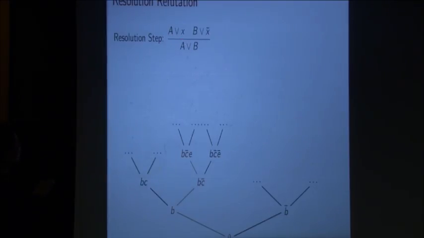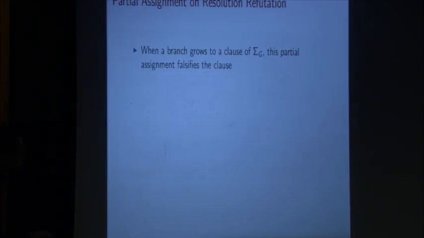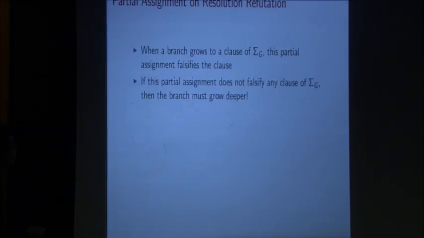It's a sound derivation rule that if you have an assignment that satisfies both of these clauses, then you will have an assignment satisfying these clauses. And anyway, we want an adversary that maintains a partial assignment that falsifies the clause. And if the partial assignment does not falsify any clause, any axioms, any clause of the Pebble contradictions, then the branch must grow deeper. So we want a way to locate the deep branch in the tree.